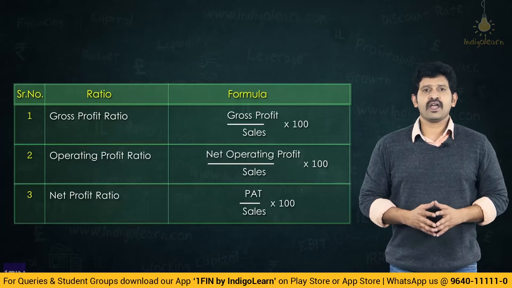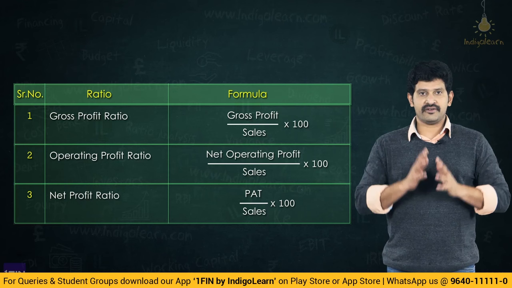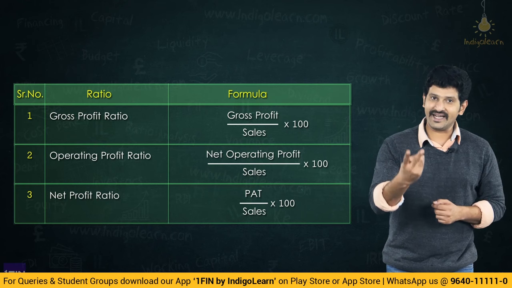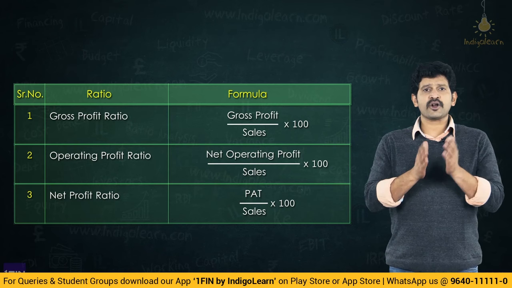Now, how do we compute this? Very simple. For 10 lakhs sales generated, say 2 lakhs is the operating profit. What does it mean? What is the percentage? For 10 lakhs, it is 2 lakhs. For 100, it is how much? So, 100 into 2 by 10, that will be 20%. This is how we compute. Therefore, what will be the gross profit margin? Gross profit by sales into 100.